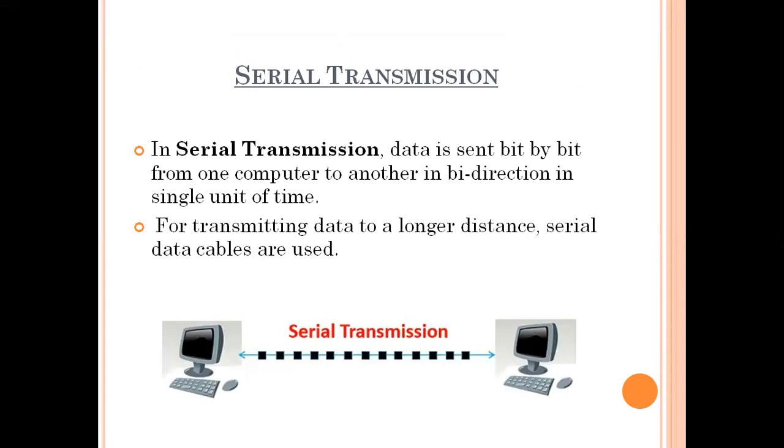In serial transmission, data is sent bit by bit from one computer to another in a single unit of time. For transmitting data to a longer distance, serial data cables are used. In simple words, in serial transmission, data is sent bit by bit at a time from one device to another device in one direction. Generally, for long distance transmission between devices, we use serial data cables. As you can see in the diagram, we have two computers. One computer is sending data bit by bit at a time to another computer.